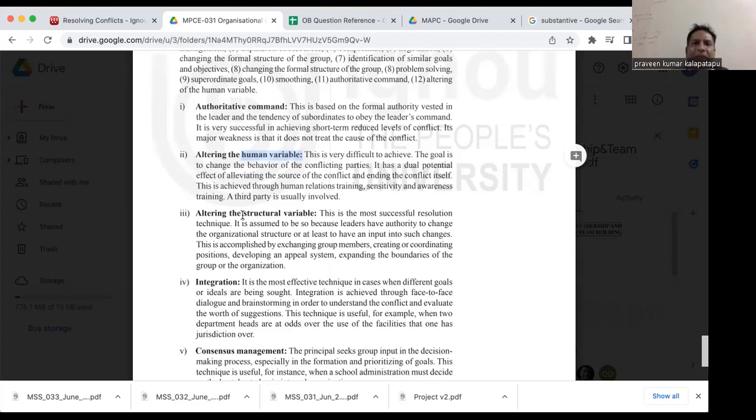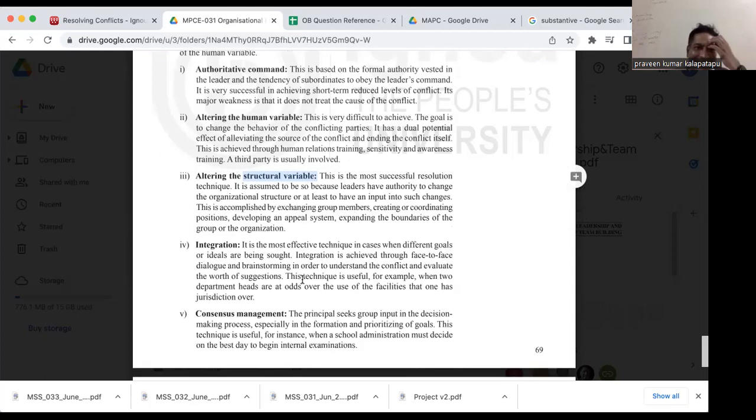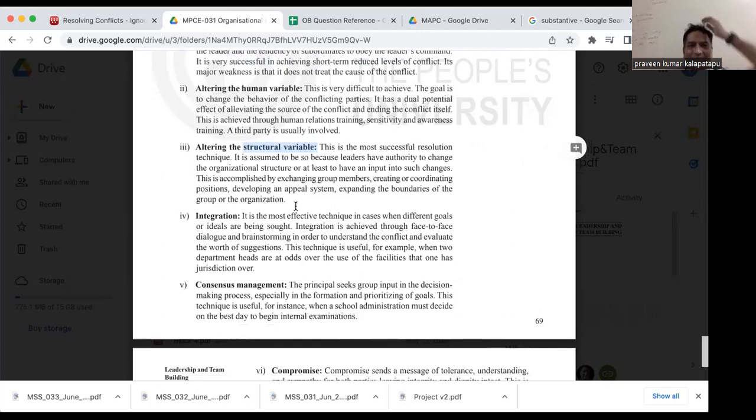Okay, altering the structural variable. You are altering the structure of the organization, regrouping them, right? Let's say two team members are having a conflict within a group; you make sure those two are in two different teams. There is no chance of conflict, right? So changing the structural aspect is going to resolve the conflict here.